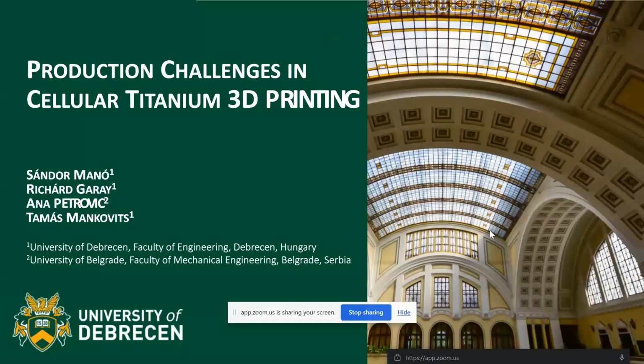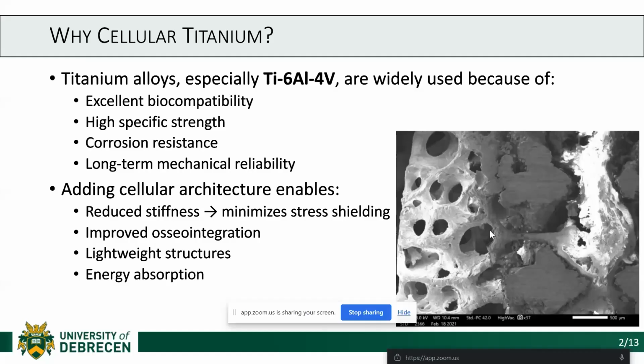During my presentation, first I will speak about the production challenges in cellular titanium 3D printing. And after that, I would like to introduce the newest cooperative project between the University of Debrecen and University of Belgrade. So, why do we use cellular titanium?